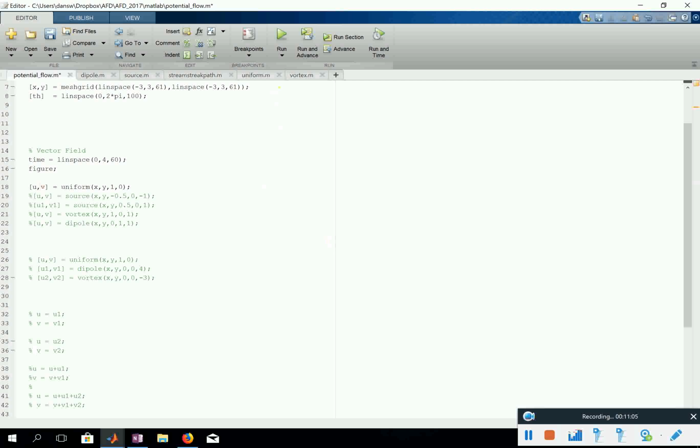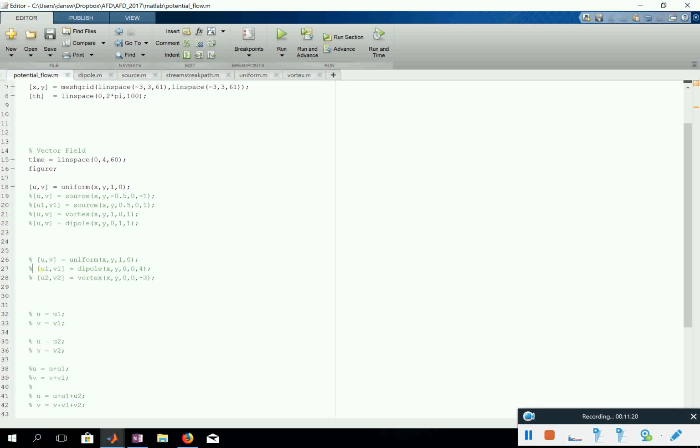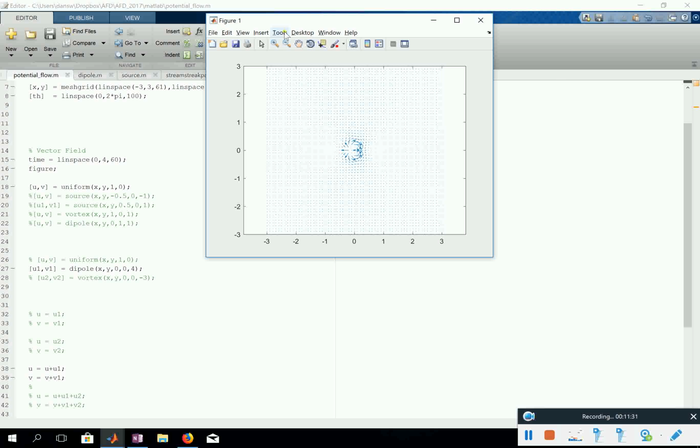So this is the uniform flow. If you plot that uniform flow, you can also take a uniform flow and add a dipole. So let me add a dipole here. This is going to be the flow U1, V1. Then I have to just add the two up. So when you have a uniform flow plus a dipole, you have this flow here. Sorry, it's hard to see on the screen.